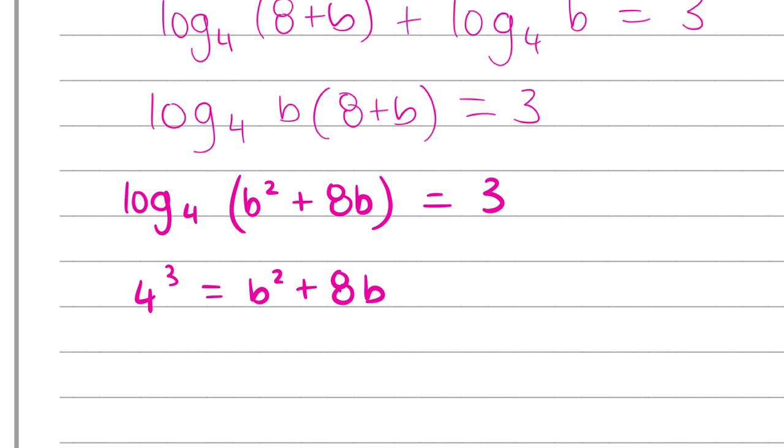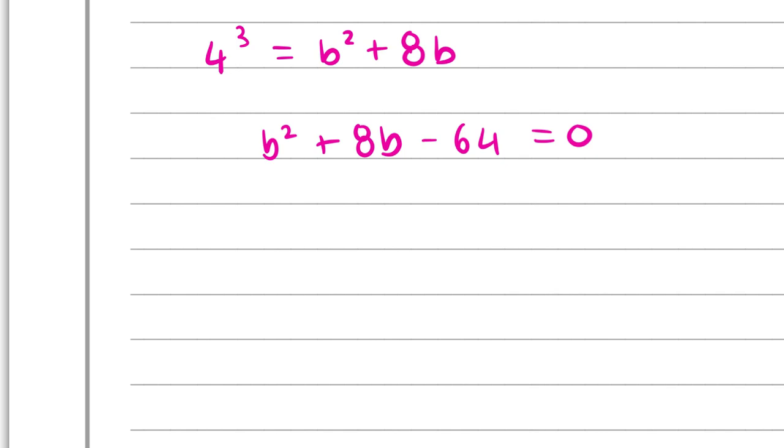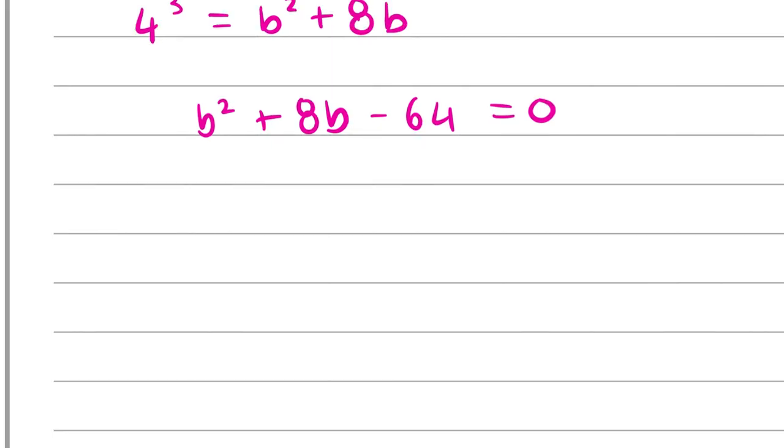Yeah, 4 cubes. So we know 4 to the power of 3 equals b squared plus 8b. Okay, so b squared plus 8b minus 64 equals 0. Now I need to solve this. Two numbers that multiply to give me 64 and add to give me 8... Right, if my brain's not working and I need to use my calculator, what can I use? Yeah, I can just use the quadratic equation. You can solve this any way you like, okay?